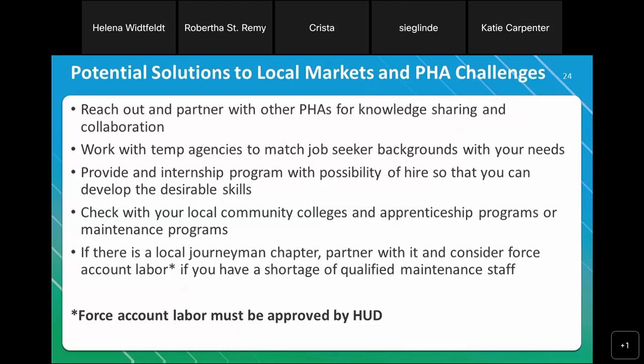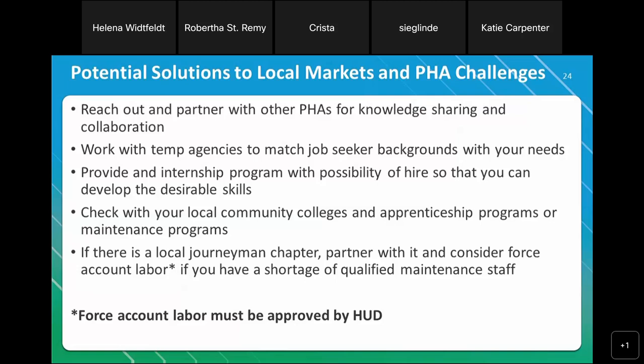So again, Force Account labor has been around, and a reminder, it has to be HUD approved. There's also a PowerPoint out there on the HUD Exchange. You can look that up on the training and get a brush up on how to manage the process for Force Account labor.